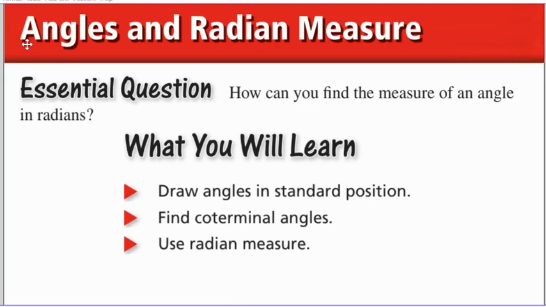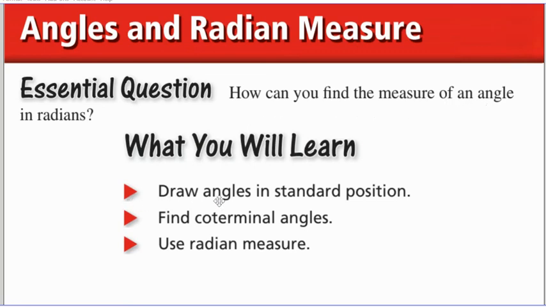Hello, in this video we're going to be talking about angles and radian measure. You may have heard previously that there's more than one way to measure an angle, and you should always use the degree symbol on your number if you're going to be measuring an angle in degrees. That's because the other way to measure angles is going to be with radians. Today we're going to learn how you can find the measure of an angle in radians.